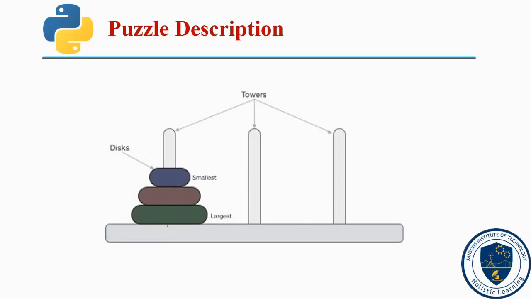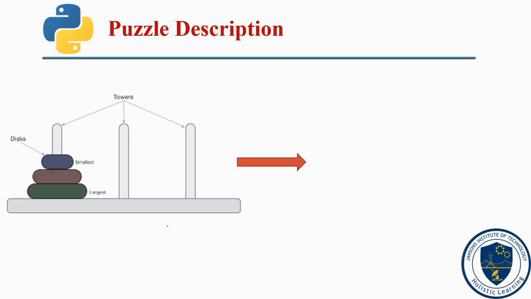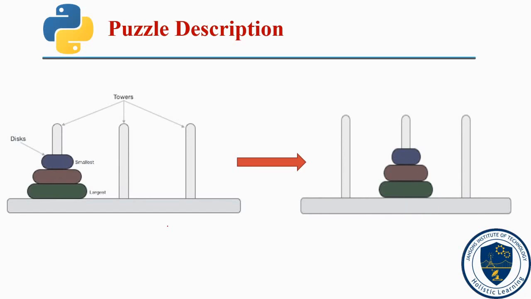The objective of the puzzle is to move the entire stack of discs to another tower without violating the sequence of arrangement. Initially, the tower where the discs are placed is called the source, and where they are finally moved is called the destination. The other tower will be called auxiliary or spare.